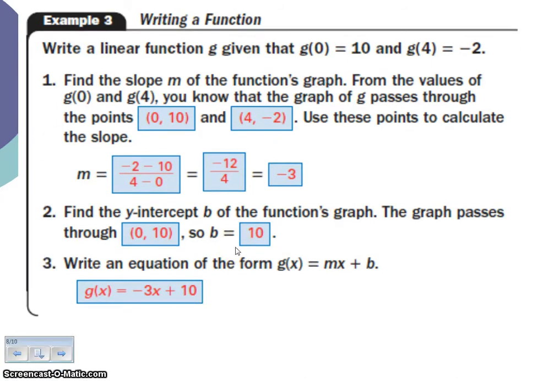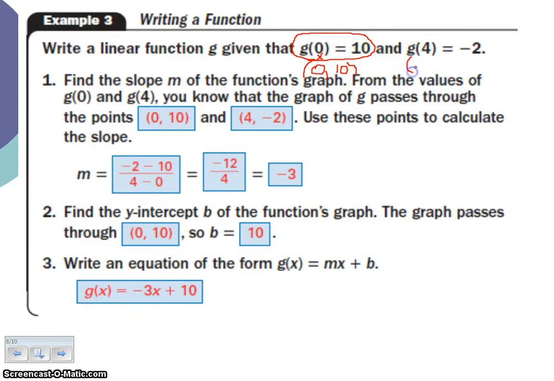Example 3. Please follow along. I did not put any boxes around the answers. Write a linear function g given that g of 0 equals 10. This right here is an ordered pair. Remember I told you this is actually going to be your x, because remember a function of x, so the 0 is your x, comma 10, because the function of x equals y.